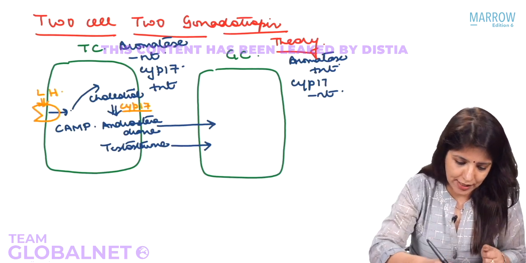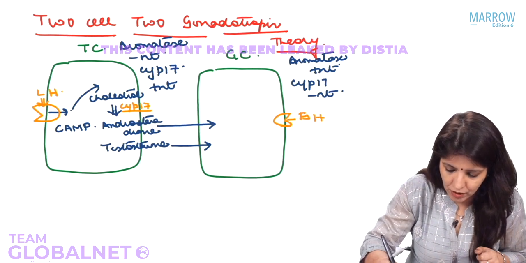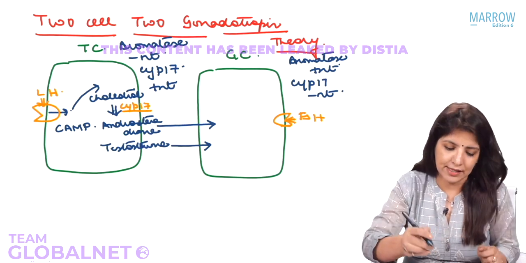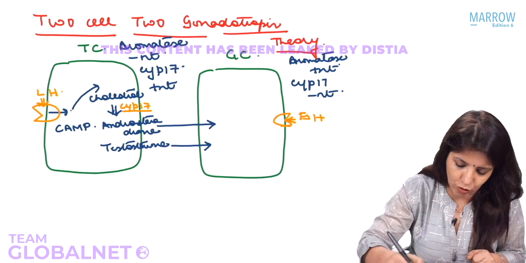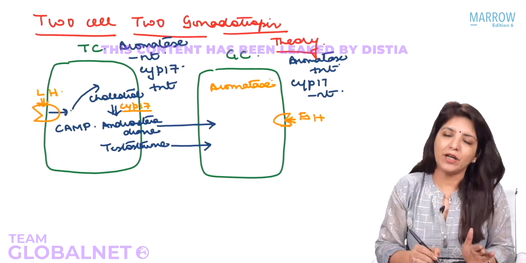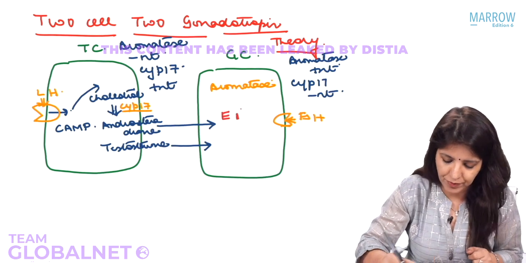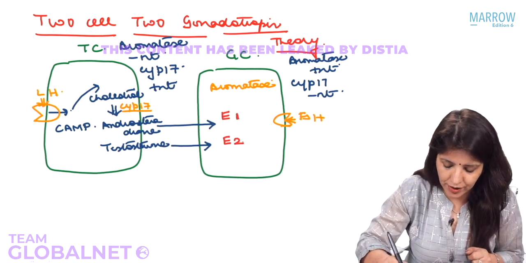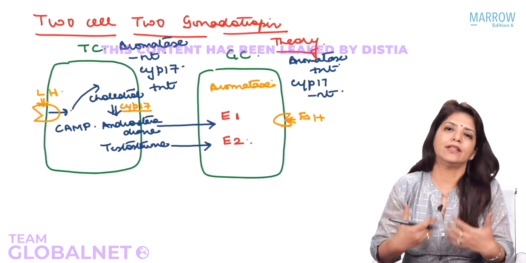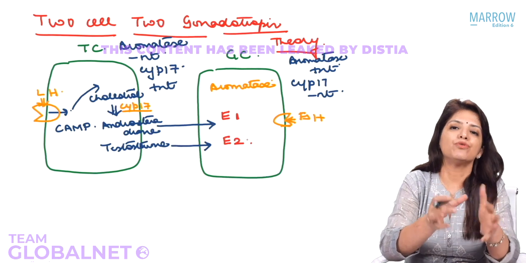Now, in the granulosa cells, there are receptors for FSH. So, FSH will bind to the receptors of the granulosa cells, and in the granulosa cells, the enzyme which is present is aromatase. It is with the help of this aromatase that androstenedione will get converted into E1 and testosterone will get converted into E2. Right? And that is how estrogens are produced by the granulosa cells. That is why we say that FSH acts on the granulosa cells to produce estrogen.